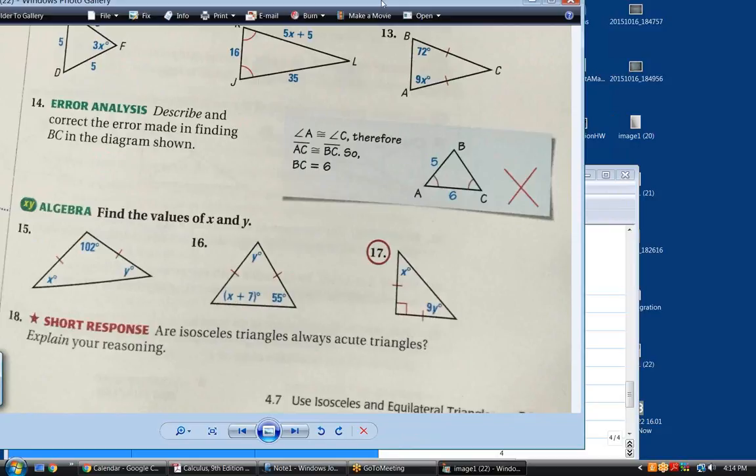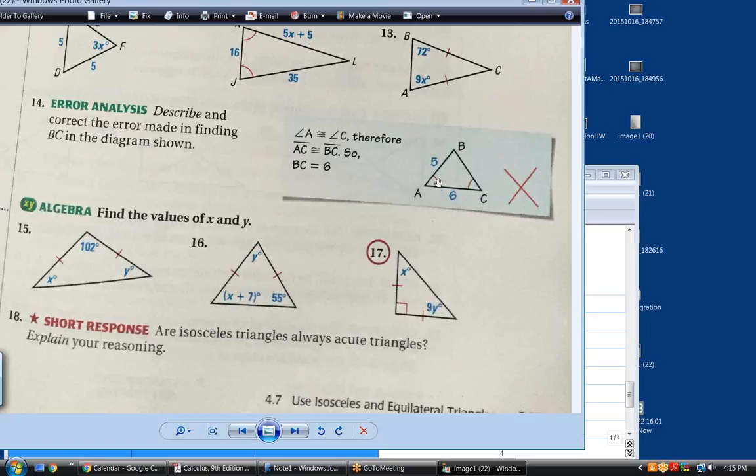Okay, what's the error in the logic that is used in 14? They say angle A is equal to angle C, which agrees with the diagram. Then they say segment AC is congruent to segment BC. Is that true? The two lines should be equal. So it should be 6, 5, and 5 for the sides. Okay, but what's wrong with the logic that they give? They assume that BC is equal to 6. Well, read the second line. They say that AC is congruent to BC. Yeah. That's not true.